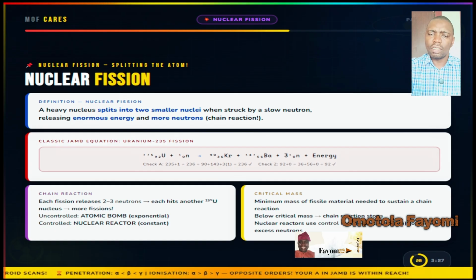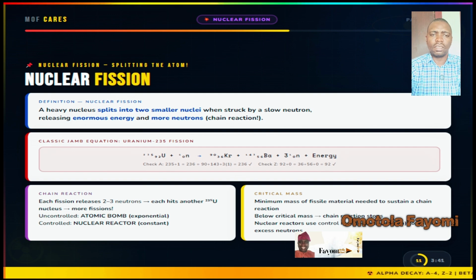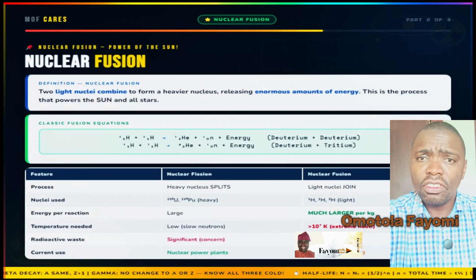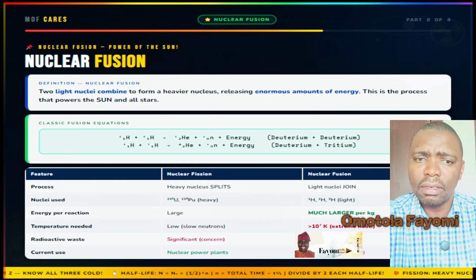Critical mass is the minimum amount of fissile material needed to sustain a chain reaction. Below critical mass, too many neutrons escape before hitting another nucleus. The reaction dies out.